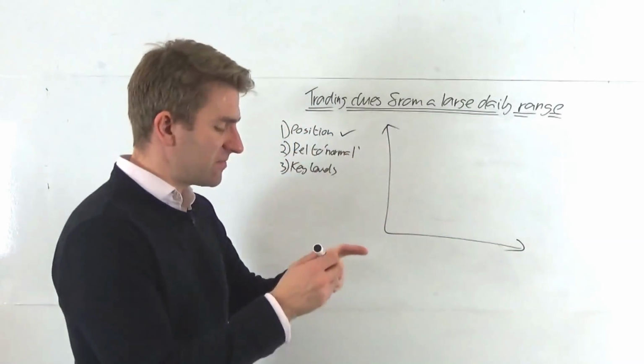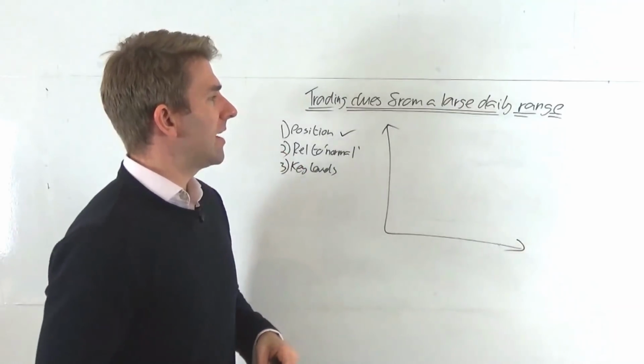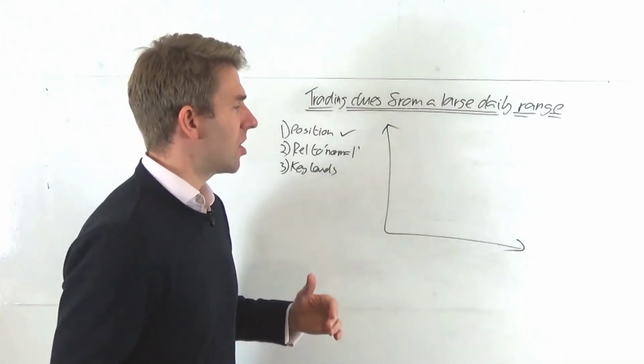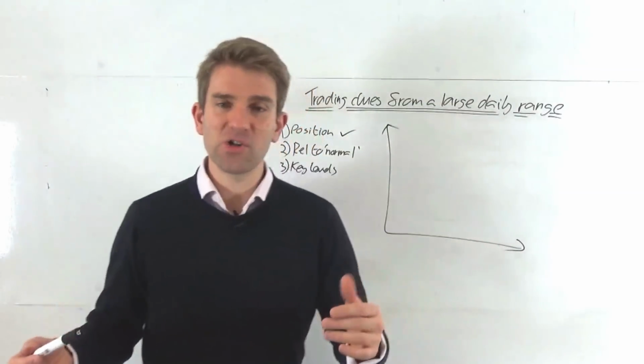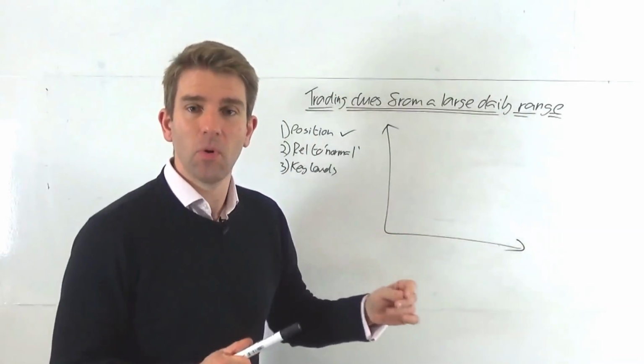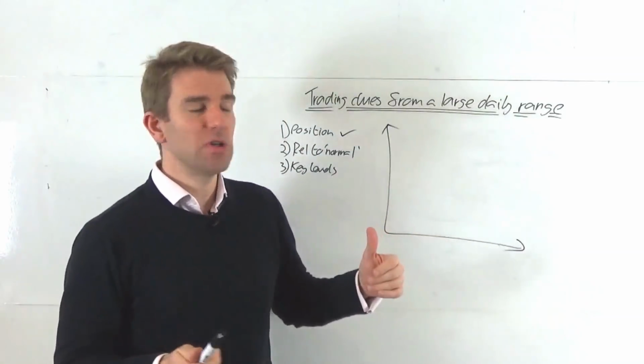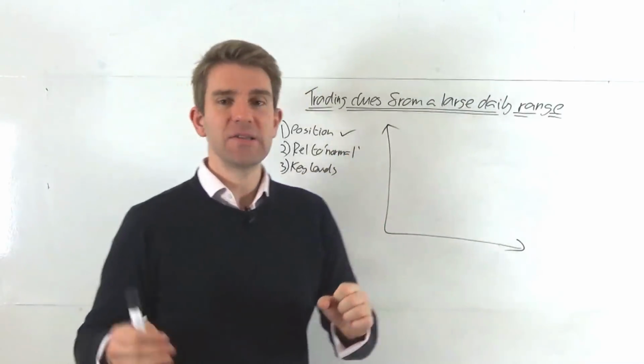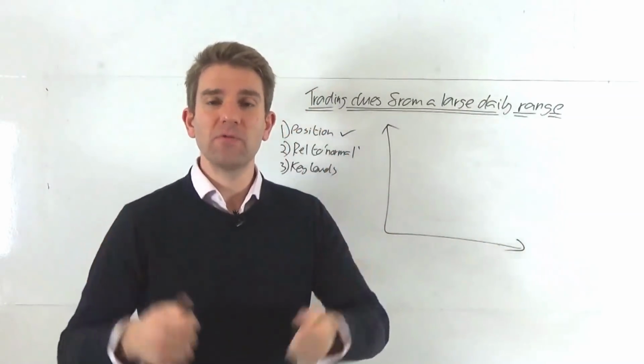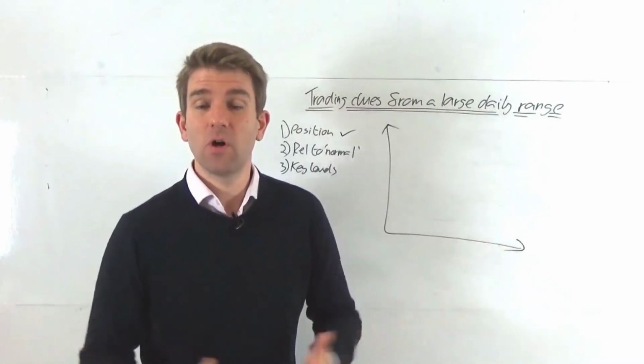Right, next one, relative to normal. So, okay, a large daily range isn't so good on its own, but what do we define as large? This is again something that's so important, whatever kind of price action strategy we're using. Relative to normal is, okay, so I've got a 100 pip range. Does that sound like a lot? Yeah, it sounds like a lot. What about 1,000 pips?